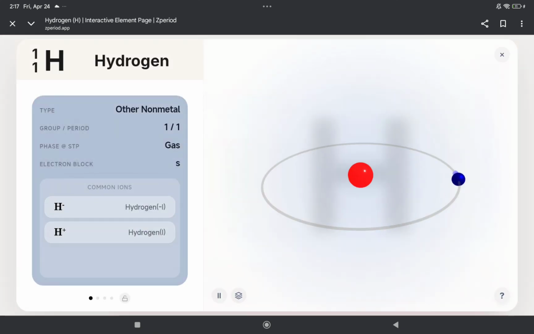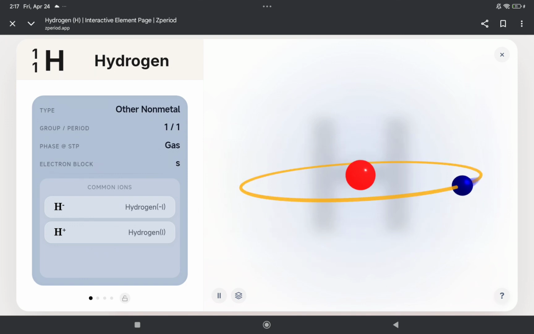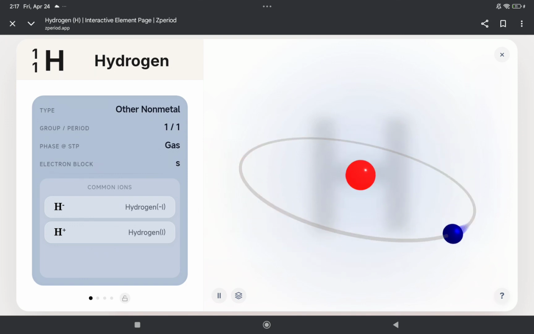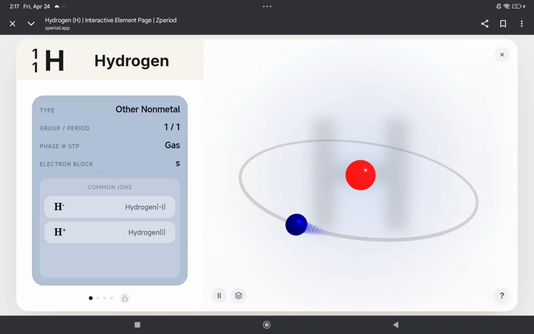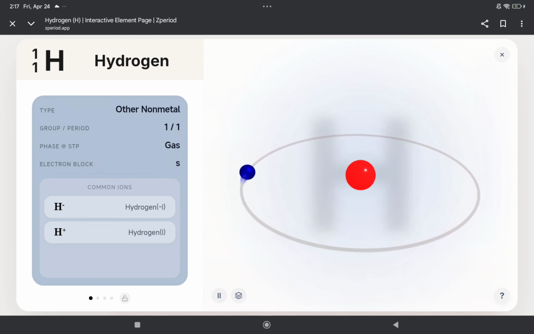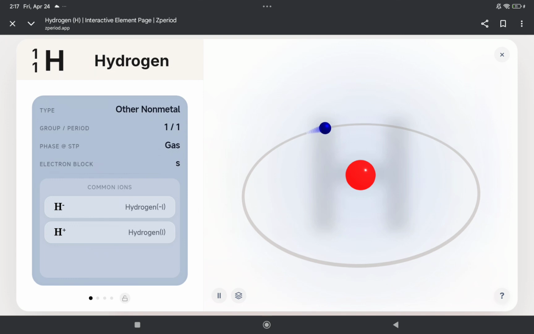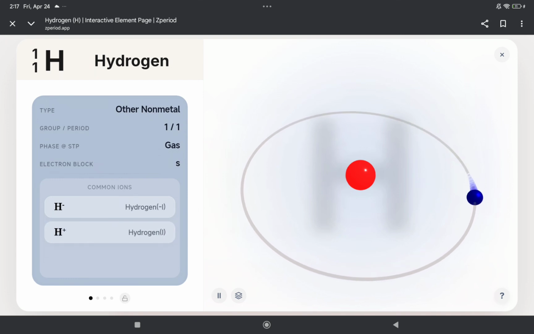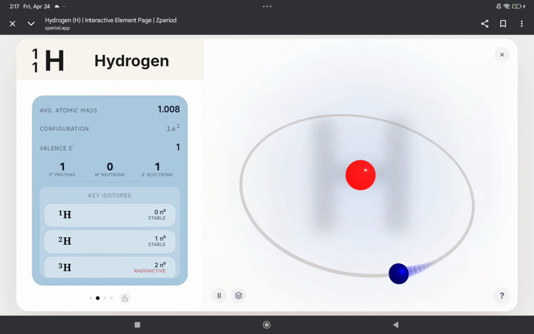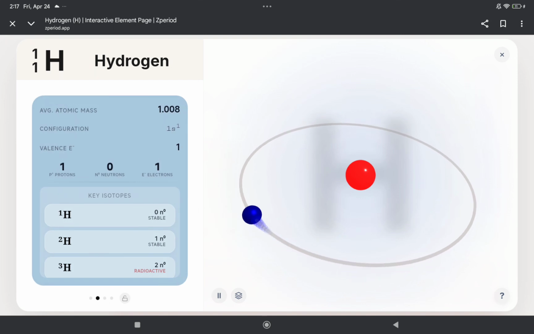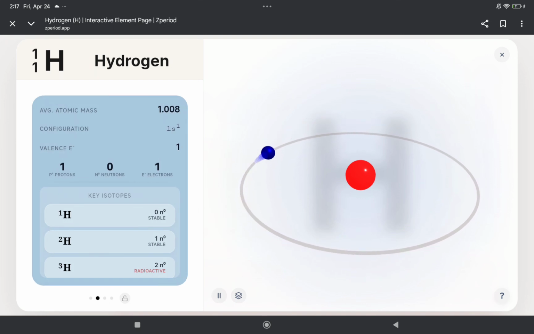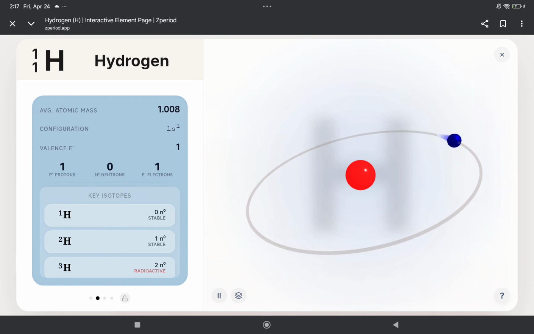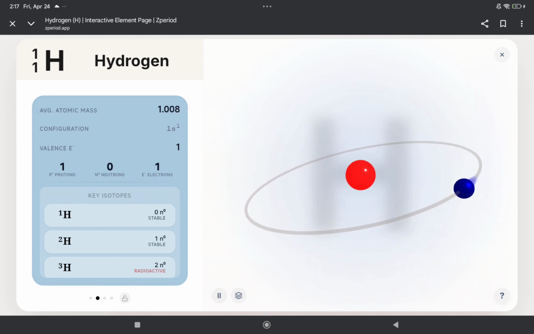So hydrogen is the first chemical element in the universe. Group 1, period 1, state is gas, and the electron block is S. So we need a hydrogen bond block. Atomic mass, and 1 proton, 0 neutrons, and 1 electron. Okay. So next element.